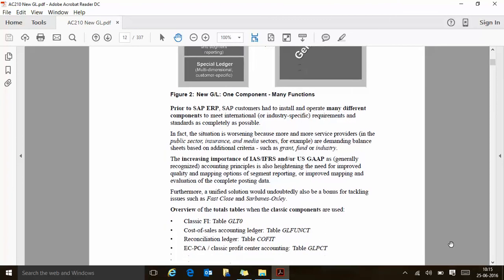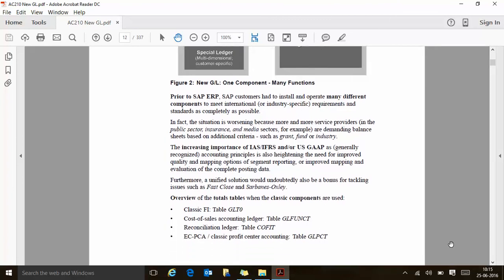Furthermore, a unified solution would undoubtedly be a bonus for tackling issues such as fast close and Sarbanes-Oxley Act, SOX compliance. Apart from these requirements, the wish list of every CFO was that the month end close should be fast. That was the target for every CFO. In fact, every company wants the closing to be faster. We should close as quickly as possible. And mostly the US companies have to follow the SOX compliance also.